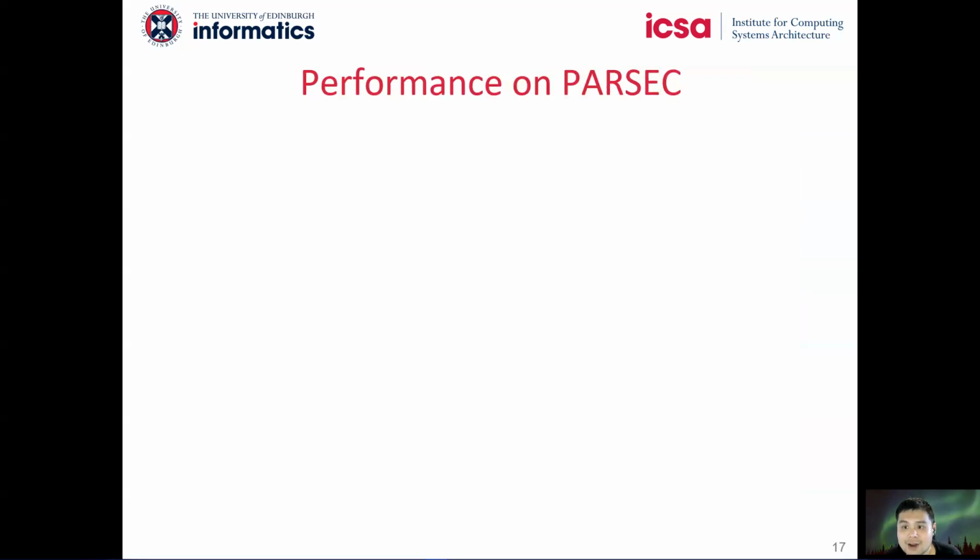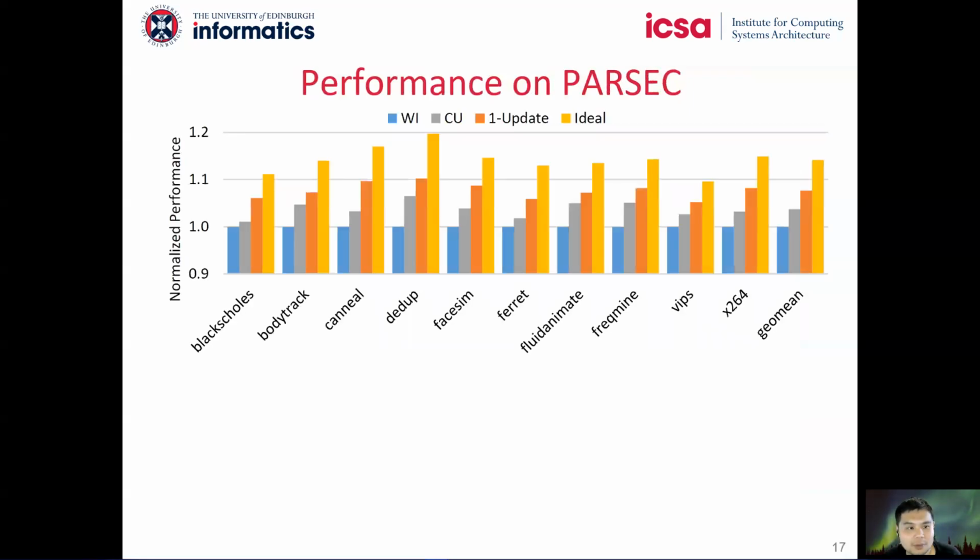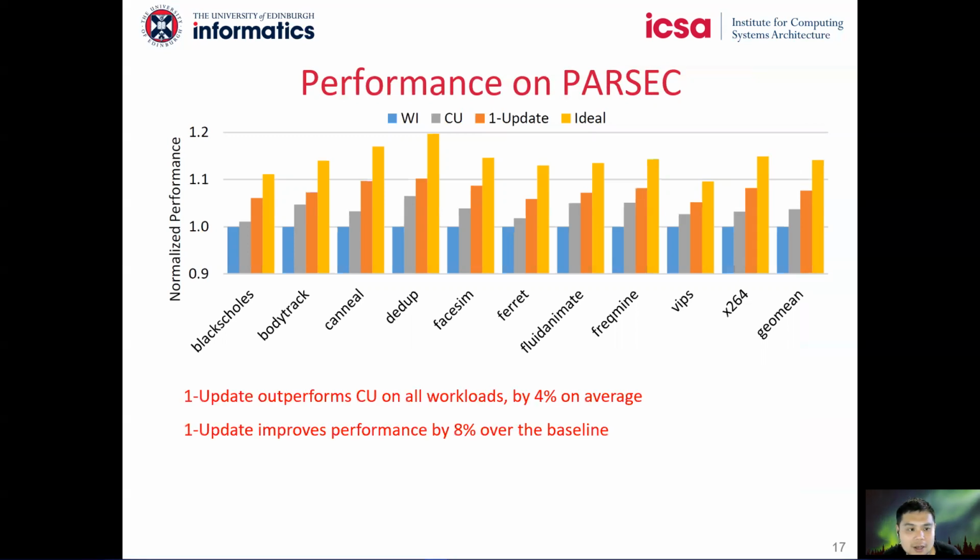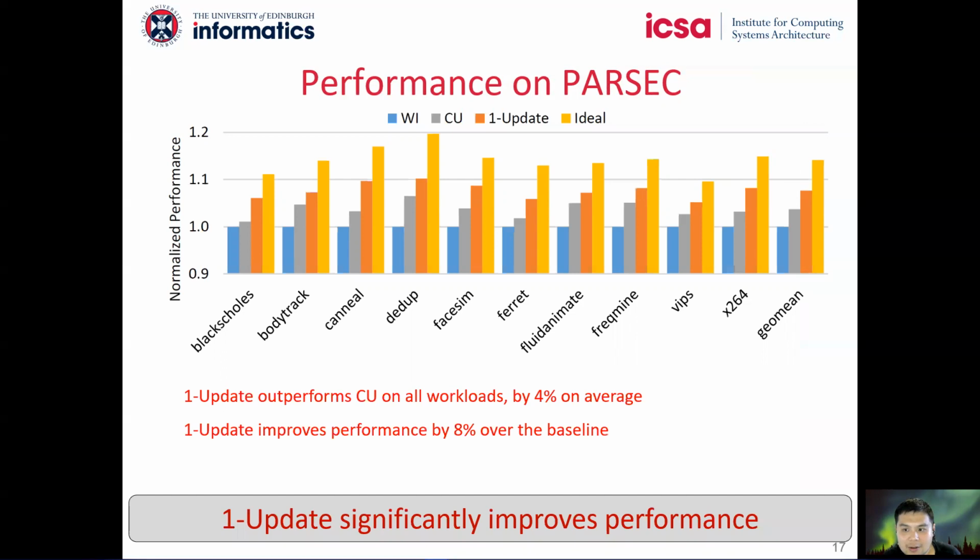So we first evaluate the performance on PARSEC. From the results, we can see one update protocol outperforms CU on average by 4%, and it also improves performance by 8% over the baseline write-invalidate. To summarize here, one update protocol can significantly improve performance.